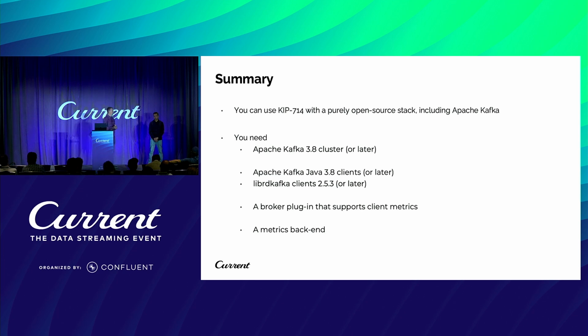So let's summarize it. You can use KIP 714 with an entirely open source stack, which is what we showed, including Apache Kafka. You will need Apache Kafka, I recommend 3.8 or later. You'll need some modern clients, so 3.8 or later for Java, and librdkafka-based ones of 2.5.3 or later. You'll need a broker plugin, and we've shown you where you can get one to get started with, and a metrics backend, such as Prometheus, or maybe one of the more complicated ones if you've got one at your disposal in your organization. Okay.